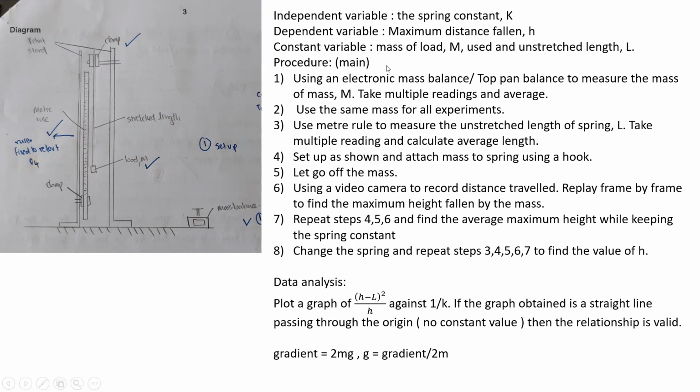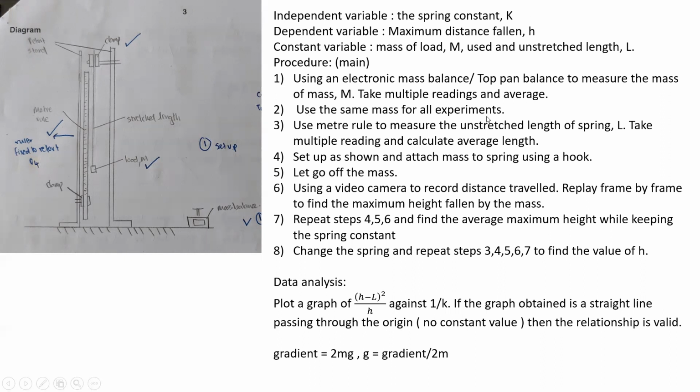The procedure, this is in brackets, main procedure, because there will be a side experiment that I will discuss later. Use an electronic mass balance or a top pan balance to measure the mass of the falling load m, and take multiple readings and average. Just include the best practice in your writing. Take multiple readings and average for all values that you're measuring so that you have an accurate and reliable reading. Just include it in your answer. It only takes a few words, and you get additional points for these things.